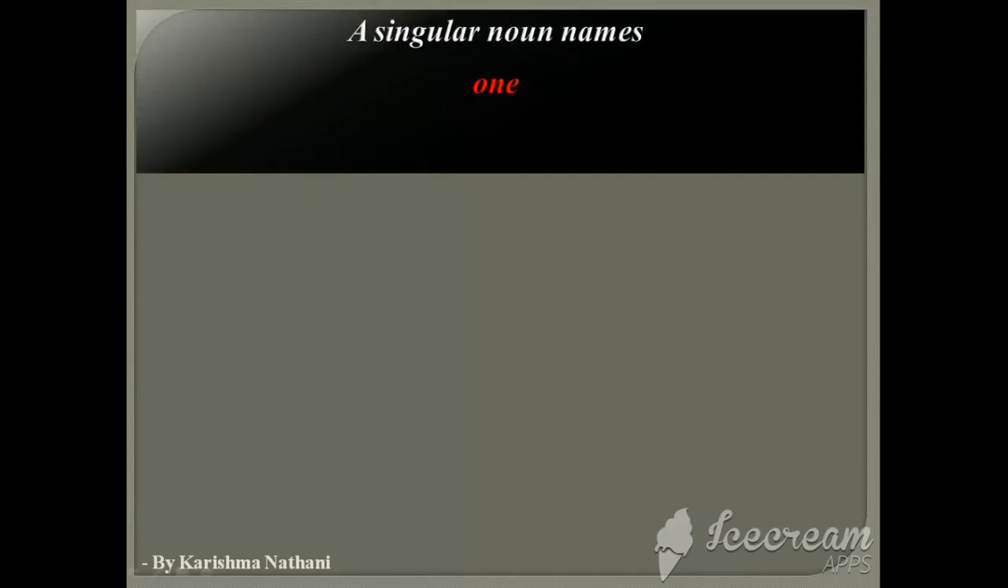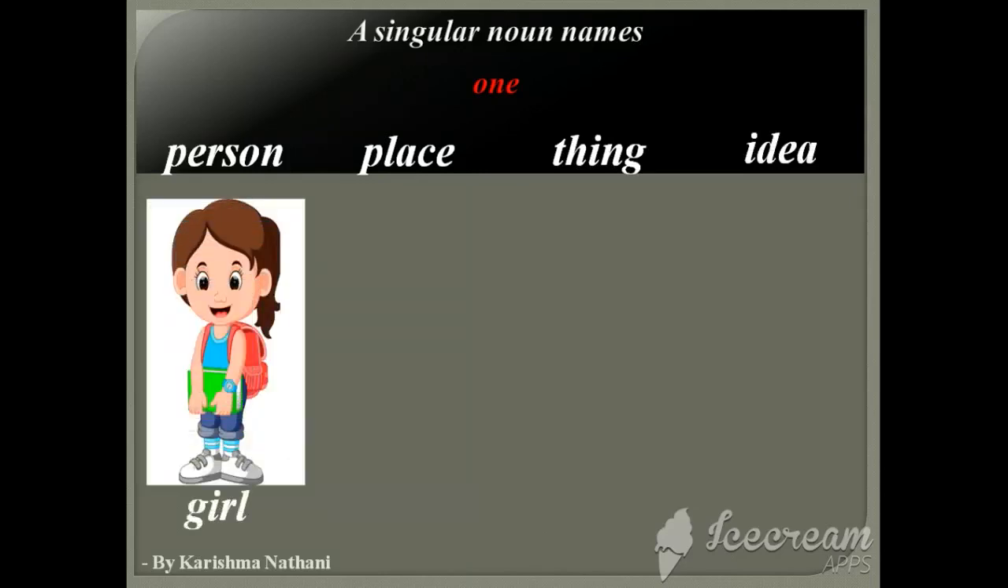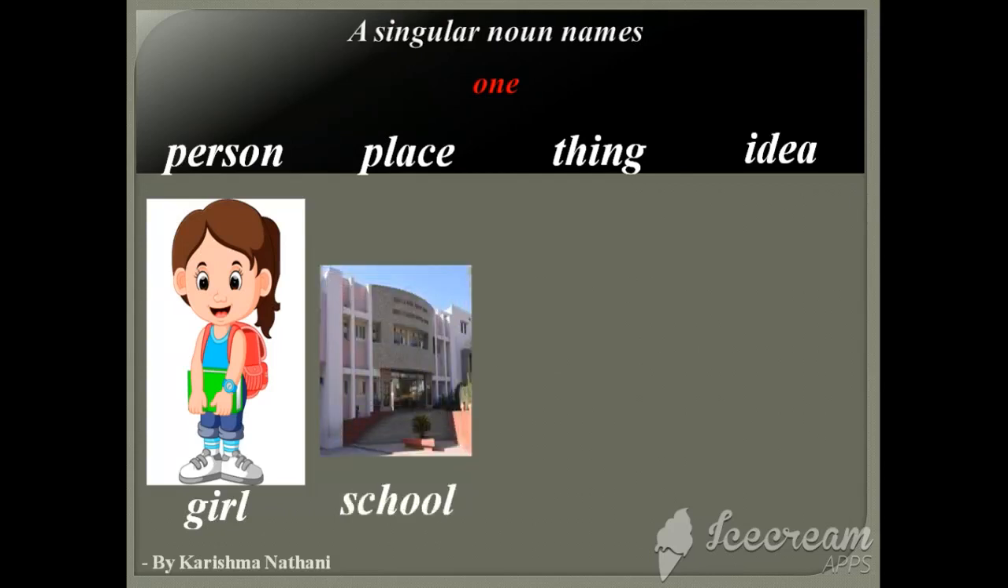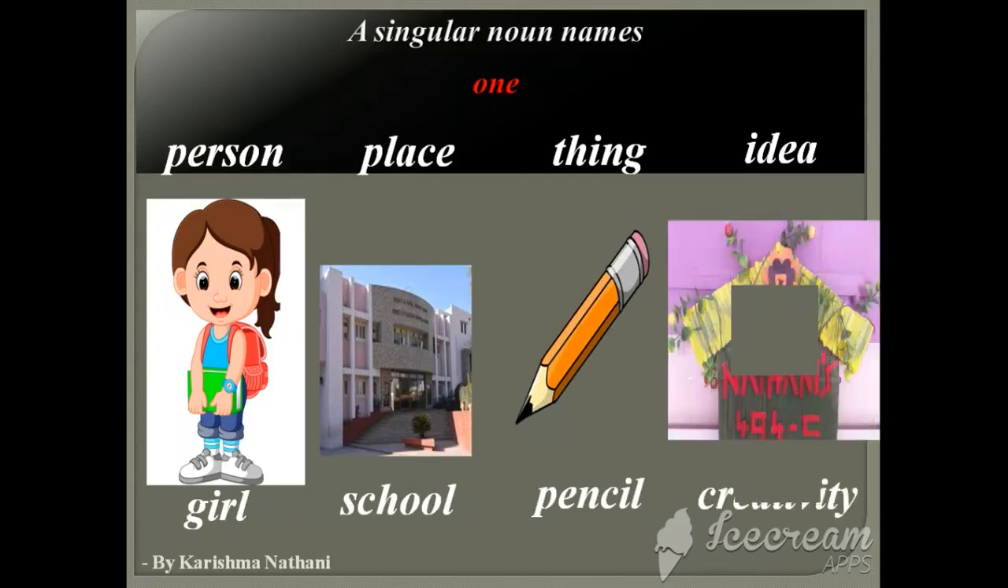A singular noun names one person, one place, one thing, one idea. For example, one girl, one school, one pencil, and one creativity.